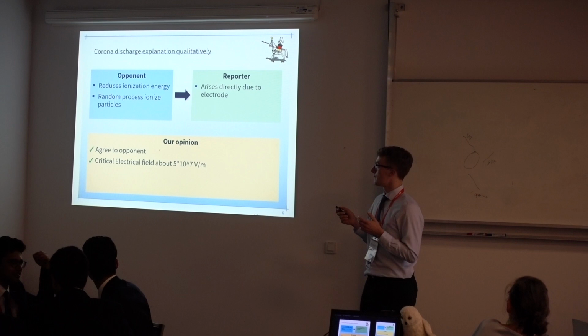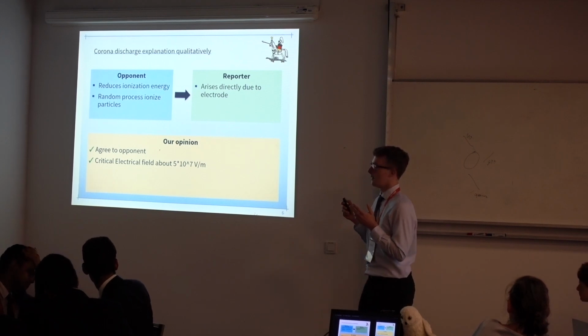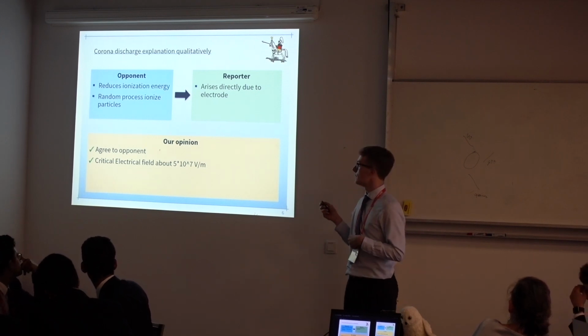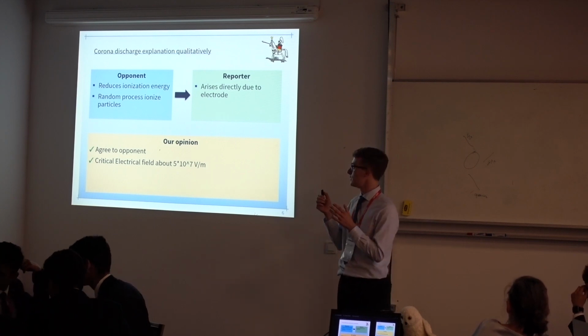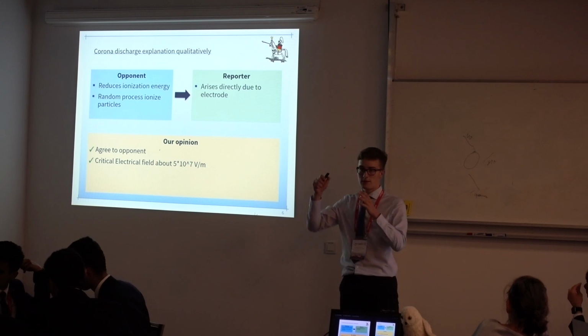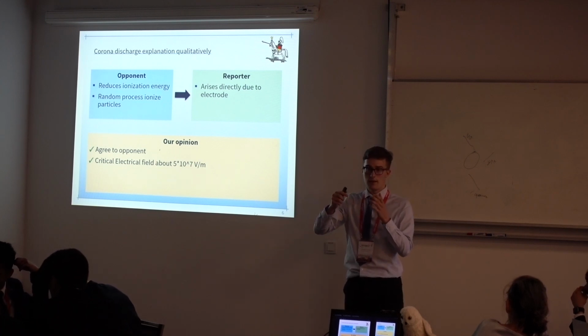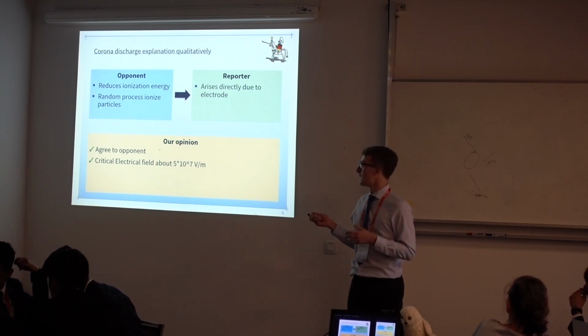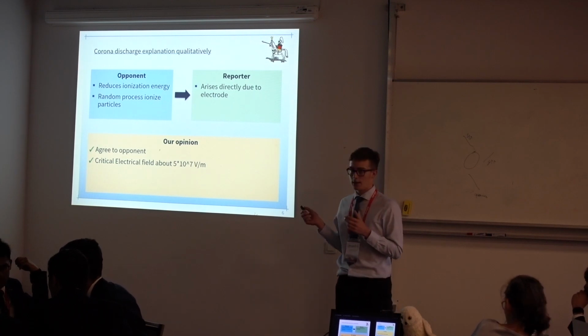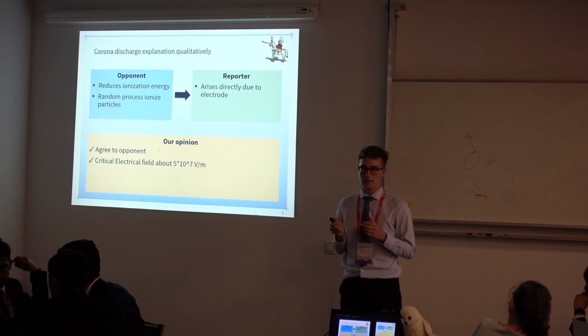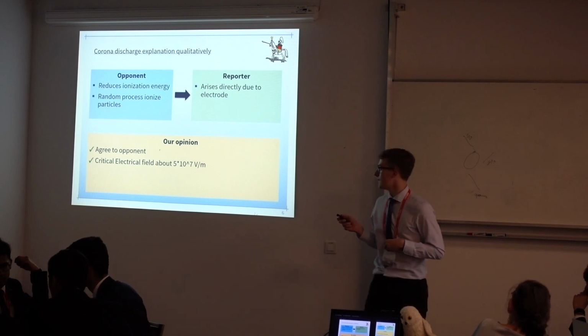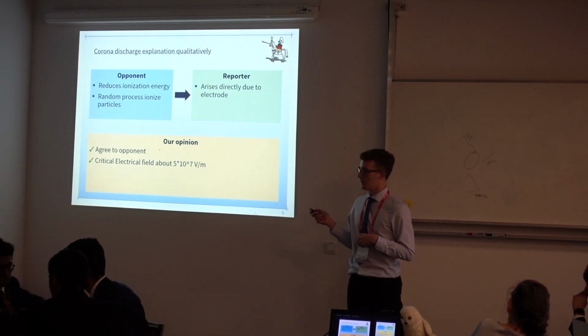Therefore, there was a discussion on the corona discharge where it has been discussed how it qualitatively works, where the opponent pointed out that it reduces the ionization energy in the field, and there are random processes like the photoelectric effect, which then ionize the gas particles. And we thereby agree with the opponent, since the critical electric field for this to take place can be found by the Peek equation to be 5 times 10 to 7 volts per meter.